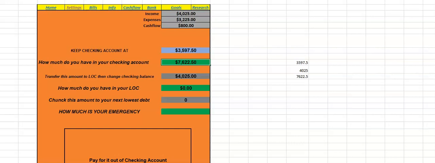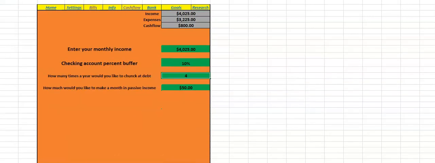Okay, so at some point it'll tell you to transfer whatever you have over to your line of credit. So let's just say there's 5,000. It's going to tell you to transfer 1,402.50 to your line of credit. This is you building up. So this is the velocity banking part. If you already have a line of credit, then you would transfer the amount over to your line of credit. If you don't have a line of credit and you're using the savings account as your line of credit, that's where this next part comes in: how many times would you like to chunk your debt?